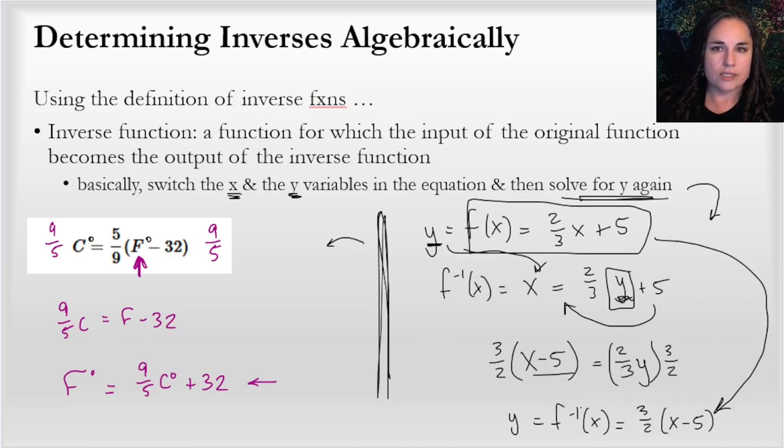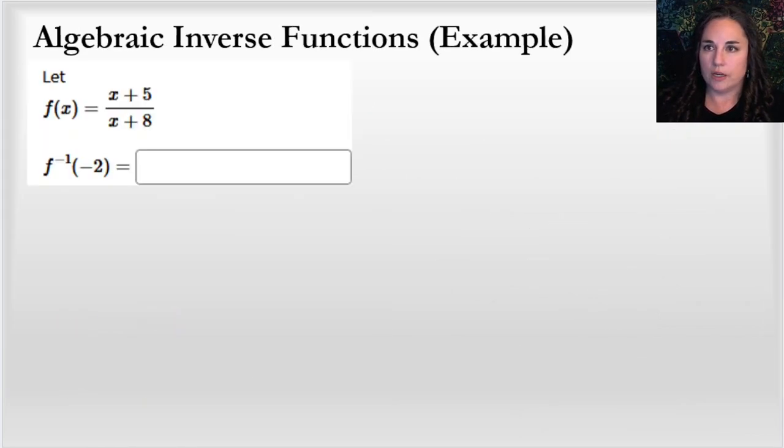Let's do another example I see students struggle with. Let f of x be this rational function. We have a rational function here. There's a ratio of one function over another. We have a line and a line. And it says, determine the inverse when I evaluate the inverse at -2.